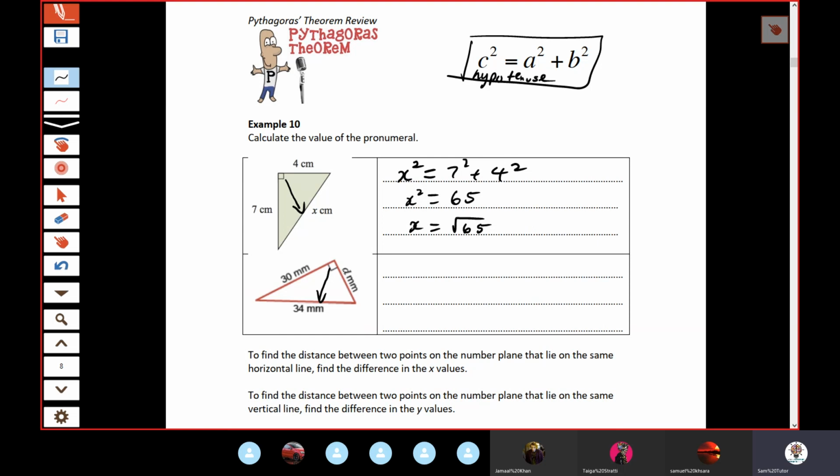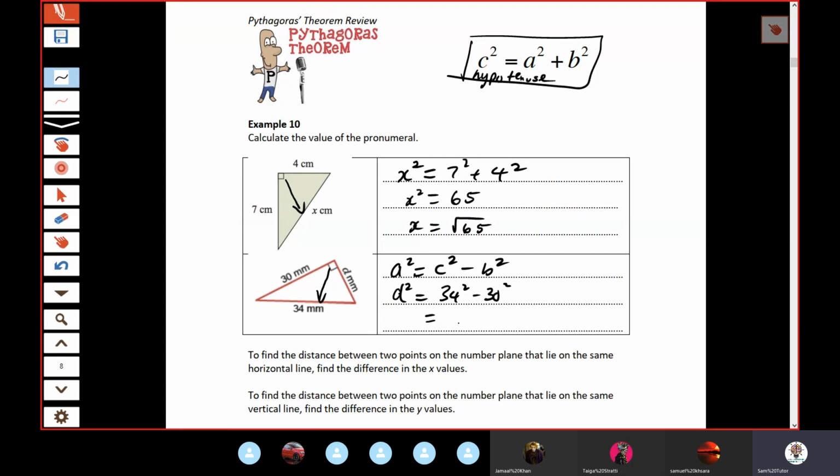Then we also had where we had to find the shorter side. If you remember, your shorter side, you would have usually used this formula. You would have subtracted, because obviously you're trying to find the smaller side, not the longer side. So a squared, or in this case d squared, is equal to 34 squared minus 30 squared.